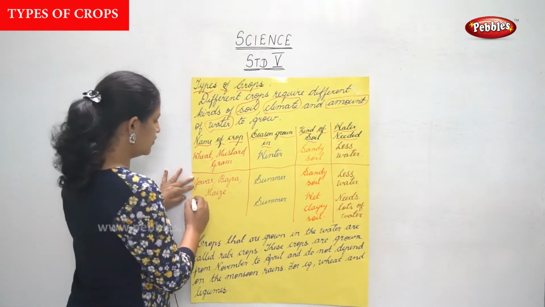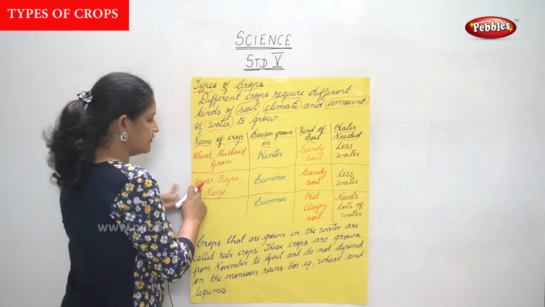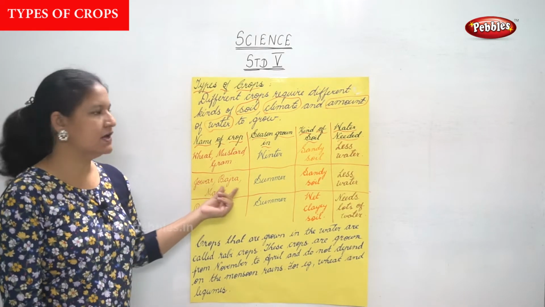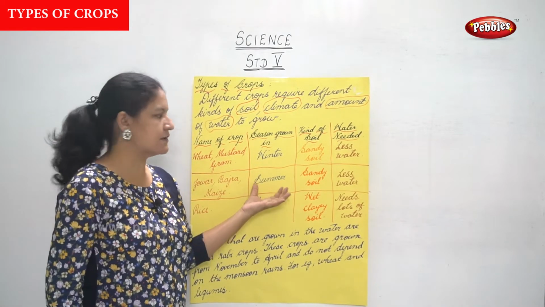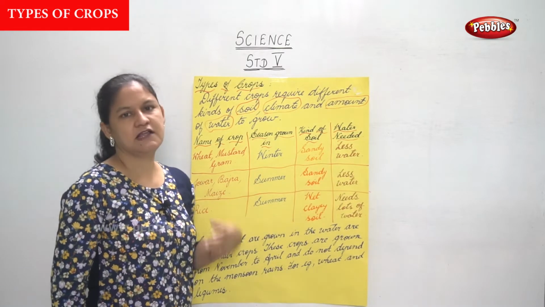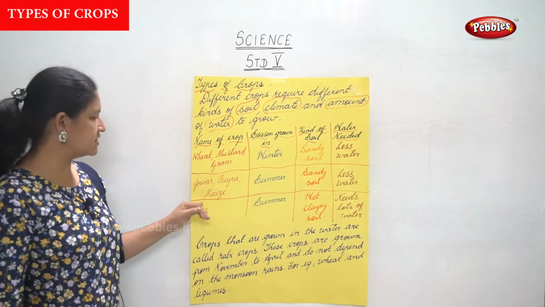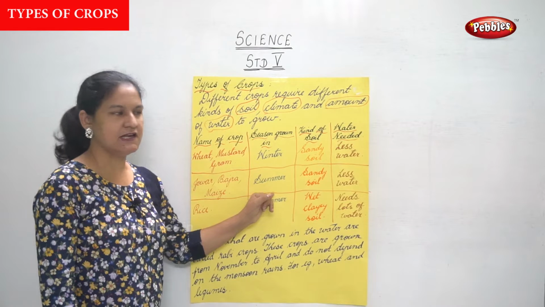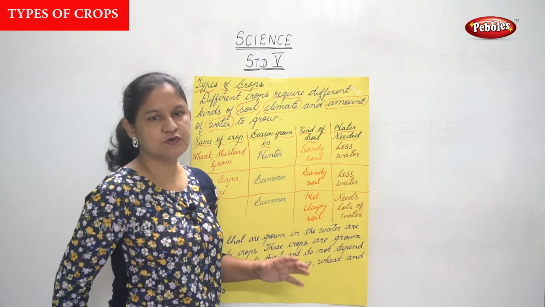Moving on to the next, we have jawar, bajra and maize. They grow well in the summer season. They again require sandy soil and again they require less amount of water for it to grow.